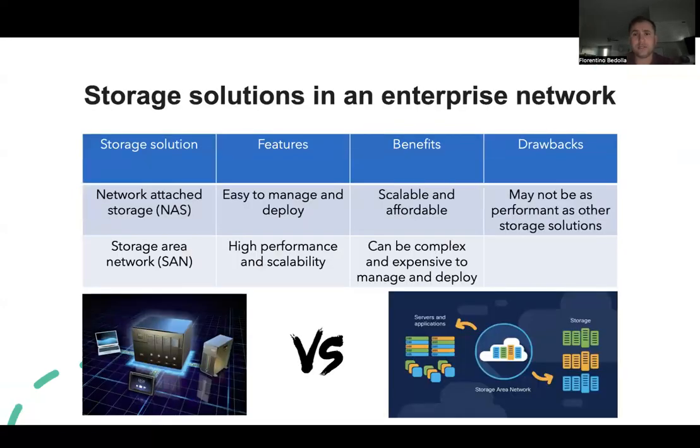Storage solutions in an enterprise network. It would be network attached storage and storage area network, NAS and SAN. Now, NAS features would be easy to manage and deploy. Benefits: scalable and affordable. Drawbacks: would not be as performant as other storage solutions. Storage area network, SAN: high performance and scalability, but can be complex and expensive to manage and deploy.